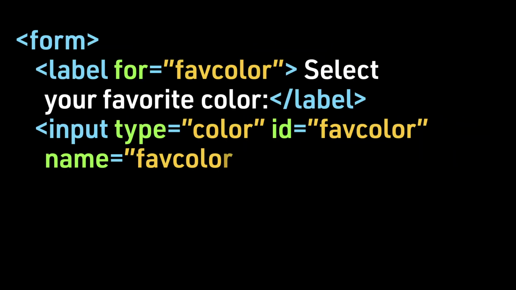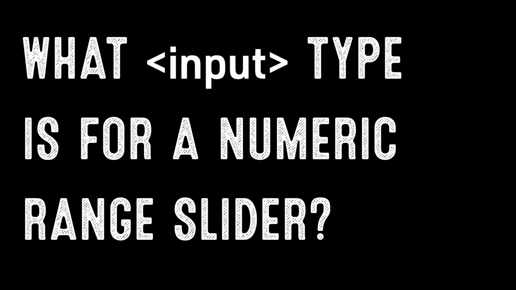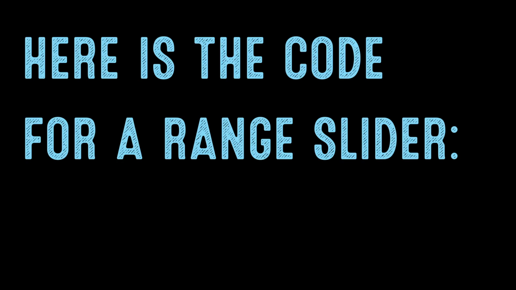Form opening tag. Label for fav color, select your favorite color. Label closing tag. Input type color, ID fav color, name fav color. Input type submit, value submit. Form closing tag. What input type is for a numeric range slider? Input type range. Here's the code for a range slider.